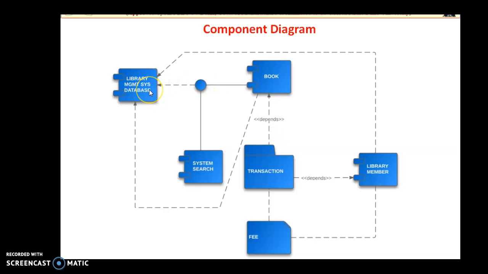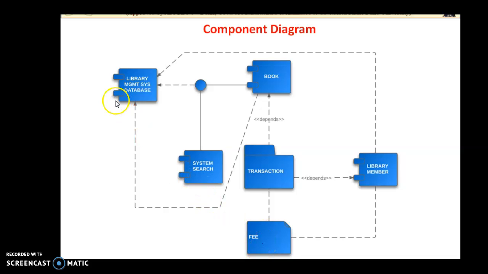Whenever the user asks for a particular book online, he first does the search in the books, whether the books are available or not. Then the system search will work. The system search will have some provided interface with books, whether the books are available or not. Then if the books are available, the transaction component will work with the library member, whether the user is a library member or not. If he is a library member, he will get some offers. If not, he has to register, and the fees will be calculated.